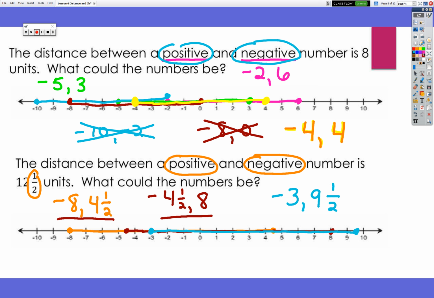This time I'm going to go backwards. I'm going to start at 7. And I'm going to go backwards because it doesn't matter which way I go. I'm just looking for the distance in between. 1, 2, 3, 4, 5, 6, 7, 8, 9, 10, 11, 12 and a half. This number's in between -5 and -6, so it's -5 and a half. So the distance between -5 and a half and 7 is 12 and a half units.